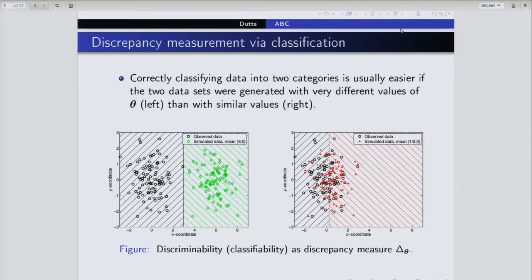So classification accuracy virtually means how well you can classify between two data sets. That's the classification accuracy, and I will define later how you can define that mathematically. But this is the main idea: if you can classify two data sets well enough, then use that as a distance.